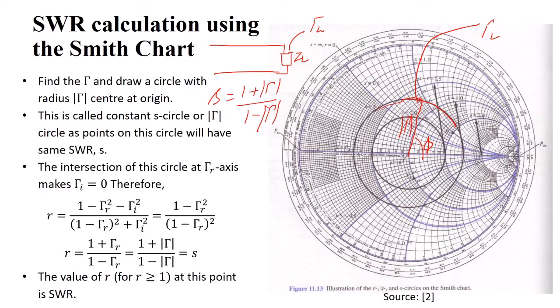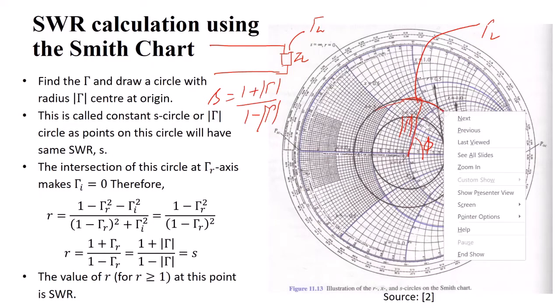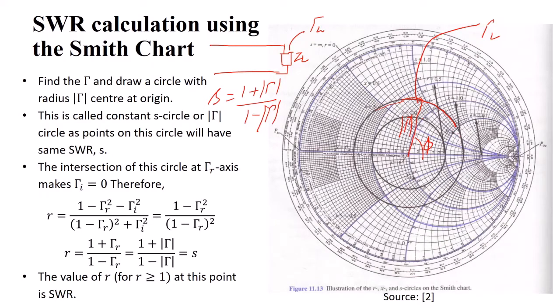The phase is changing, but the magnitude is the same. So if this is moving and you want to find the corresponding point, whether you have this gamma L or some different gamma here, all will give you the same S. So every point, every reflection coefficient on this circle, here or here or here, will give you the same value of S. Why? Because the magnitude is constant and we are concerned with the magnitude part.